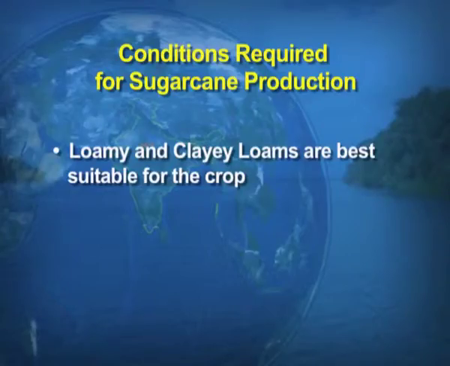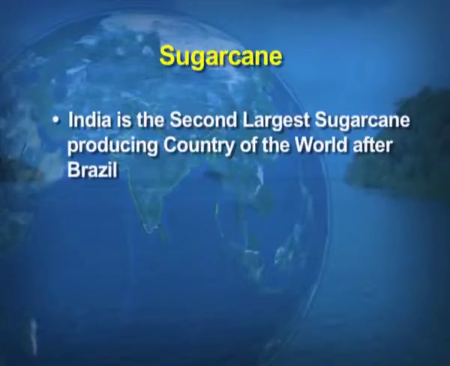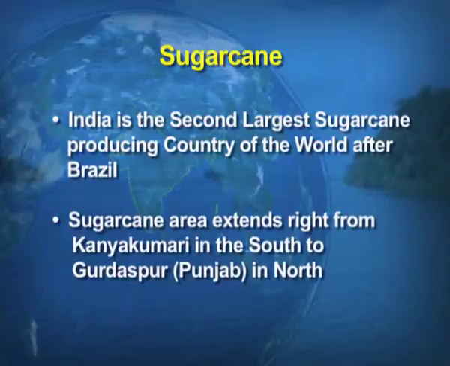The soils required are loamy and clayey loam, and it is a fertilizer intensive crop. So, that means it exhausts the fertility. So, if naturally the fertility is not regained, we have to add the fertilizers to the soil. India is the second largest sugarcane producing country of the world after Brazil. Sugarcane area extends right from Kanyakumari in the south to Gurdaspur in Punjab in the north. So, that means it covers a large area.